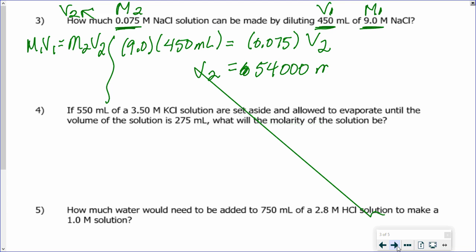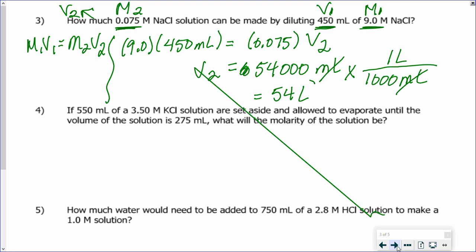54,000 milliliters. Now, the more practical thing to do in this case is to write it in liters, right? How do we do that? Conversions, right? If you remember, there are 1,000 milliliters in 1 liter. My milliliters would cancel out, okay? And I would end up getting 54 liters, right?